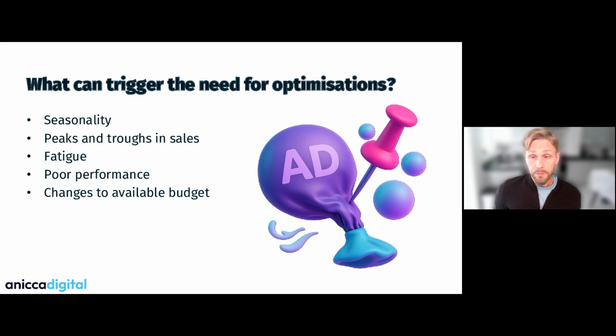What can trigger the need for optimizations? That could be seasonality. For example, you might have spike campaigns, or you might be running a business where the demand is very up and down depending on the season. So, for example, we have a client that sells kids' books. That's quite seasonal because there are school holidays.